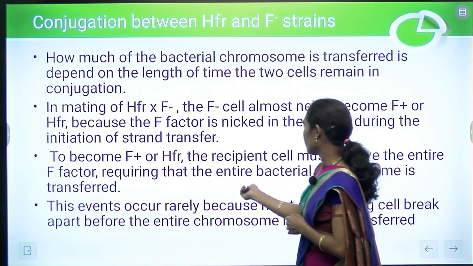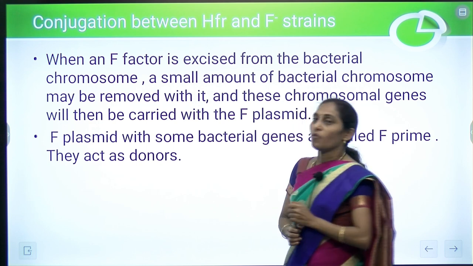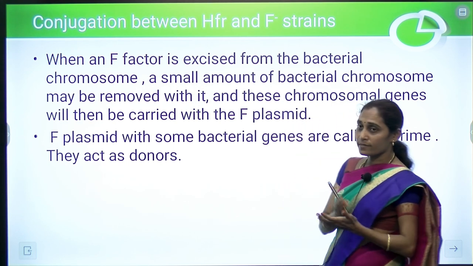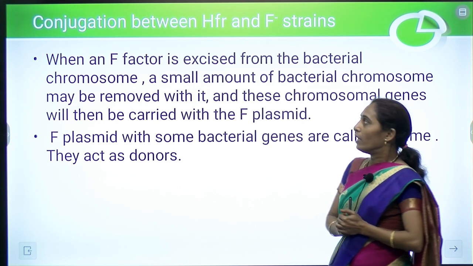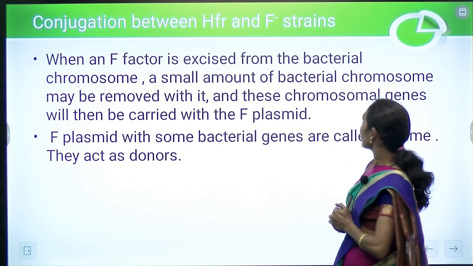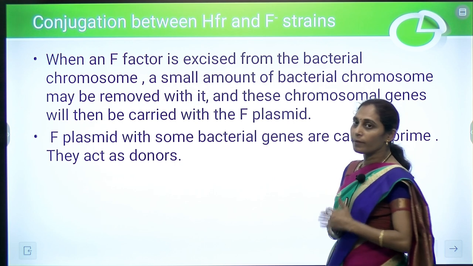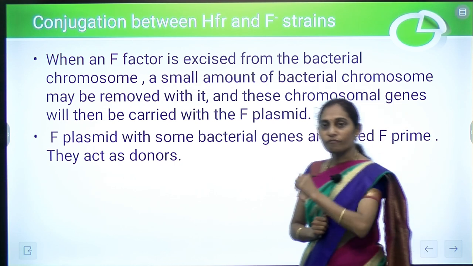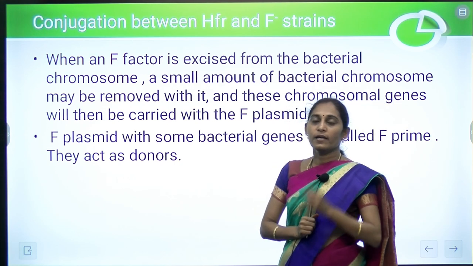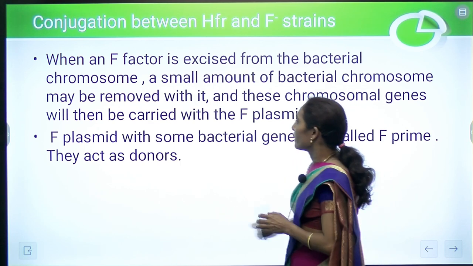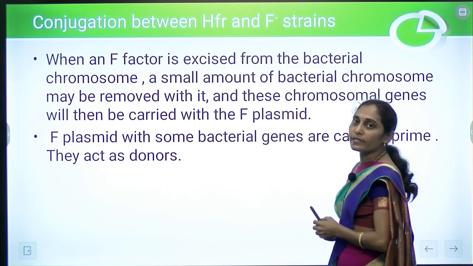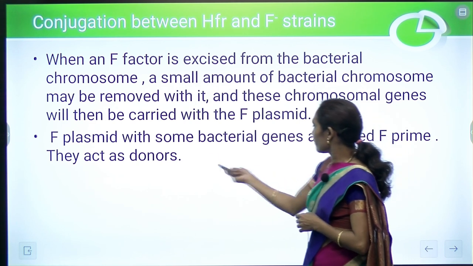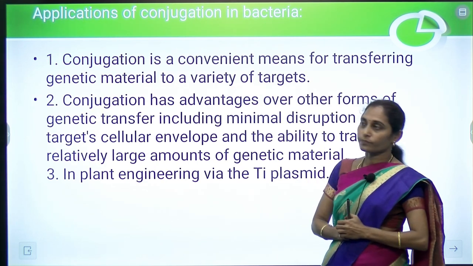When an F factor is excised, that is separated from the bacterial chromosome, a small amount of bacterial chromosome may be removed along with the F factor, and that is called F prime or F dash. It is a different kind of bacterial donor cell.